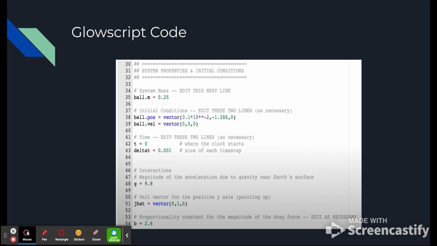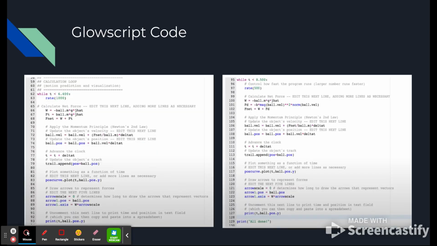Here is a screenshot of my GlowScript code. I inputted the mass of the ball, which, like I said, was 0.25 kilograms. I inputted the position of the ball, the velocity vector of the ball, time as 0, and then the gravitational constant of 9.8, and the drag force constant of 2.6.